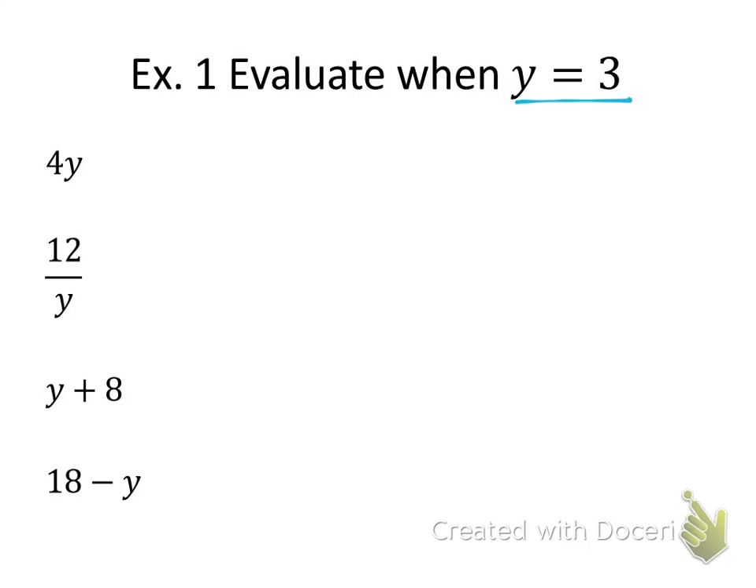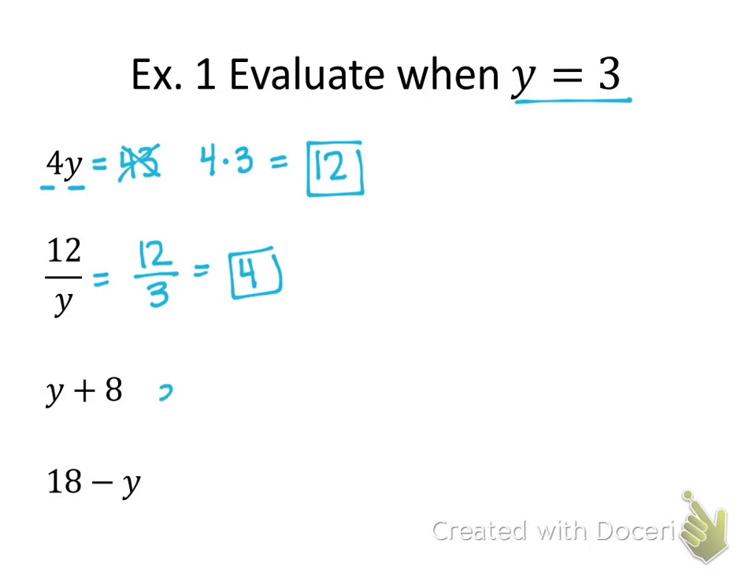So all I need to do is plug it in and solve. Now, when you plug it into this first problem, you do not write it side by side and get 43. Anytime you see a number right beside a variable, it means multiply. So I would do 4 times 3, which is 12. Okay? Keep going down, and I'm going to do 12 divided by 3, which is 4.